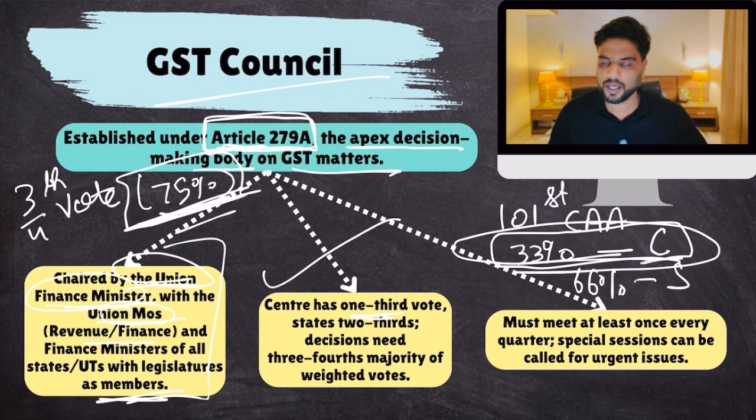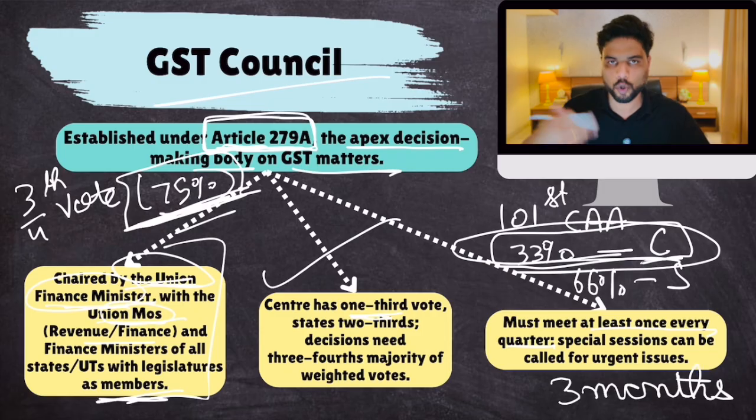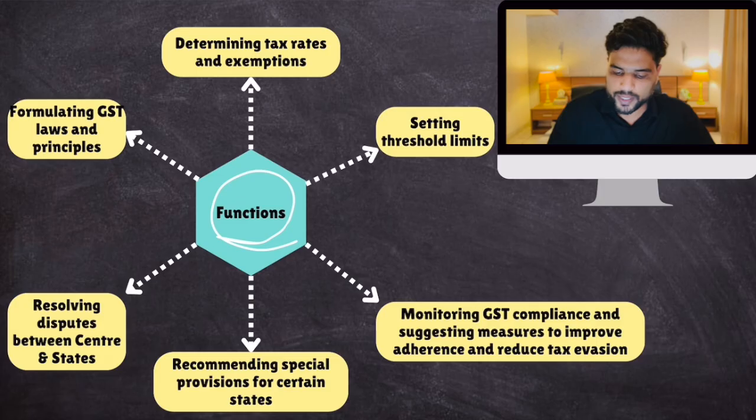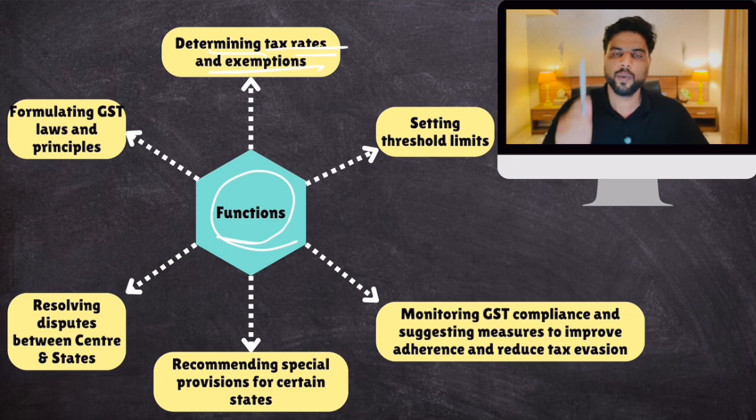So remember this fact as well. And the GST Council, as per the law, must meet at least once every quarter, that is 3 months. Though it can meet more times also in cases of emergencies, it has to meet once every 3 months in every quarter. Clear? Now, functions of the GST Council. Like I said, it is the apex decision-making body, but still you need to know its functions, okay? So it determines tax rates and exemptions, which taxes would be exempt, which won't be, what the different tax rates are, whether the spend should be in the 18% or 12% slab.